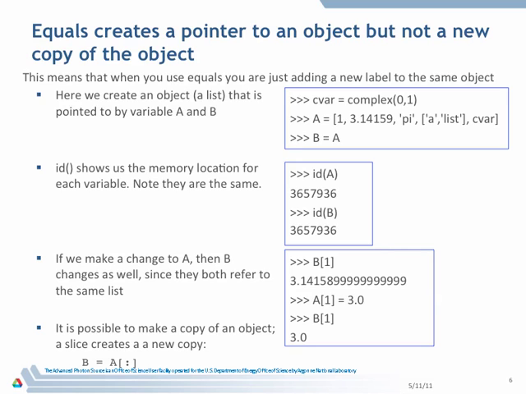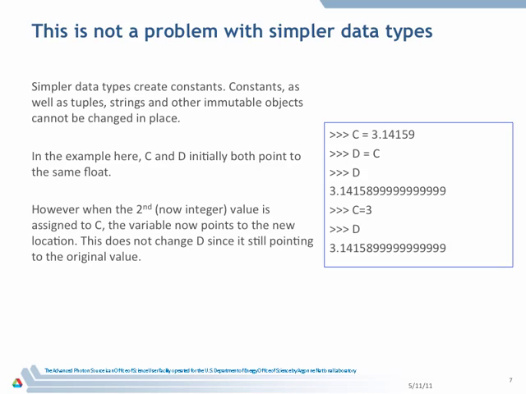Okay. If I want A and B to be two different things, I have to force Python to do that. And this is where slicing becomes very handy. A slice creates a new object, creates a new copy. So when I do this, if I had done this instead of that, then I could change B and A independently because they would point to different locations in memory. But we're not done yet. Okay, it's not quite as simple as that, because what happens now?